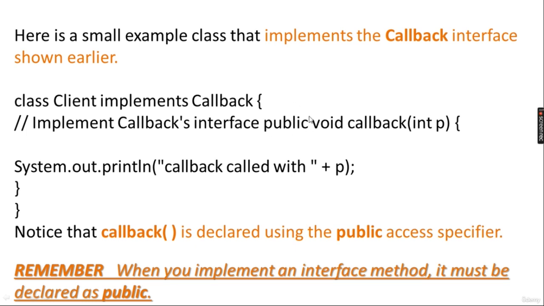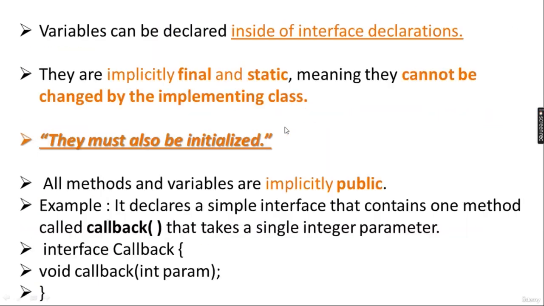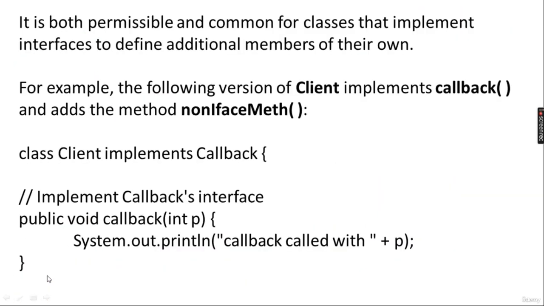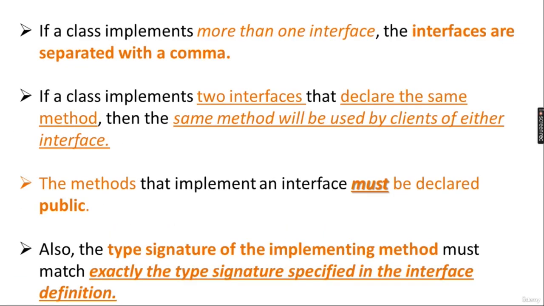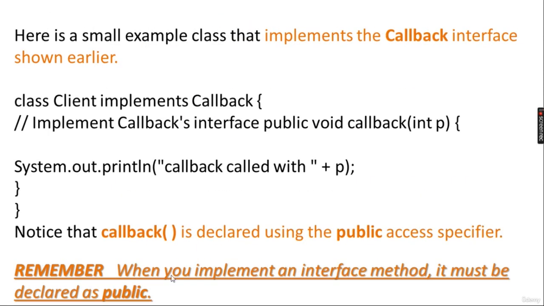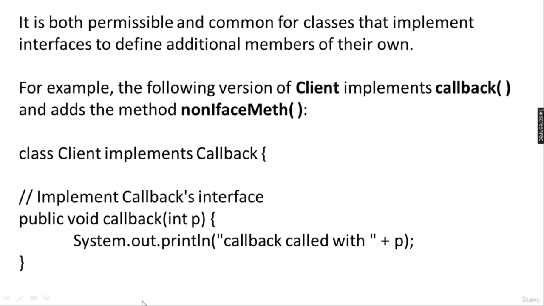So whatever method you are defining over here, it must be public. While defining the interface, we have not written public, it is the default access specifier. But while implementing, it is compulsory that you write the public access specifier. When you implement the interface method, it must be declared as public. You have to remember this. You have to note it down.